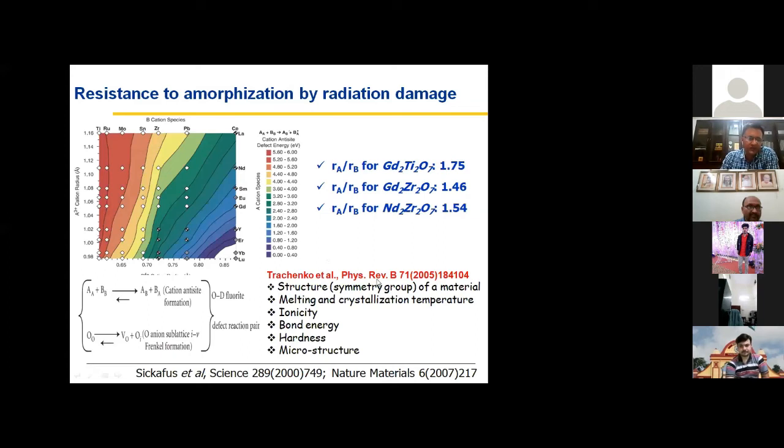In addition to that, there is another report in a Physical Review paper. In that one, they have explained that radiation stability will also depend upon the structure of the materials, the melting and crystallization temperature of the material, and ionicity, bond energy, hardness, and microstructure. So these are other parameters that also decide the radiation stability of the material. On the basis of that, we decided to select these two materials, gadolinium titanium oxide and gadolinium zirconium oxide, and we synthesized them and then checked experimentally.